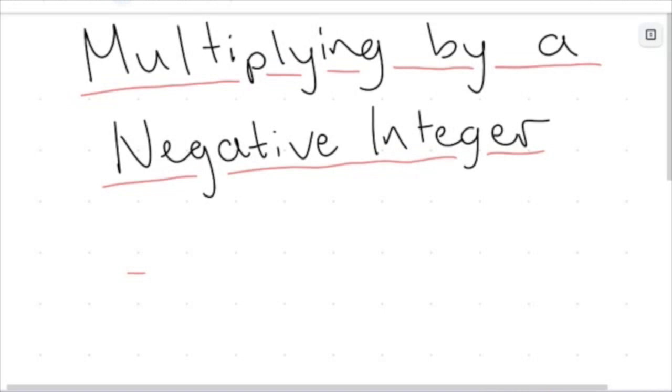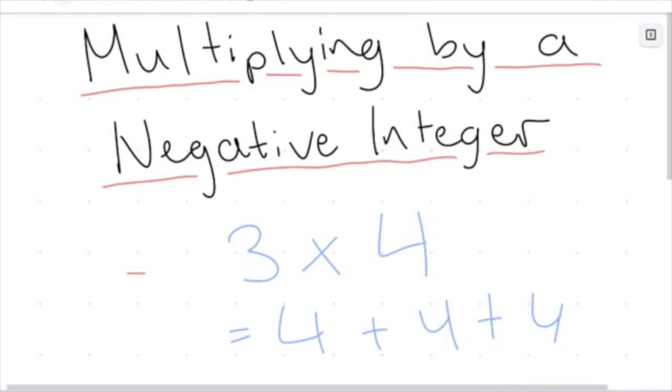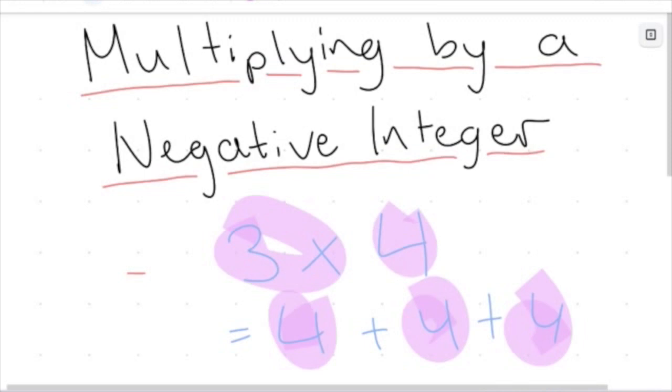So when we want to multiply things, let's just have a refresher on what that actually means. Say if I took three lots of four, for example, what does this mean? Well, this is saying that I have three groups of four. We talked in my previous series that this is like saying 4 plus 4 plus 4. We have 1, 2, 3 groups of 4.